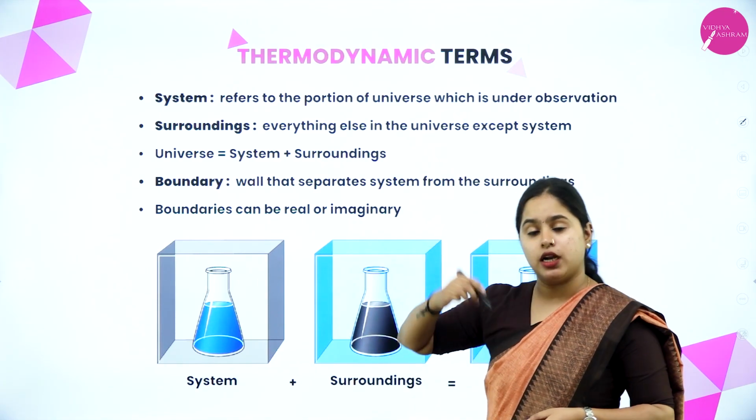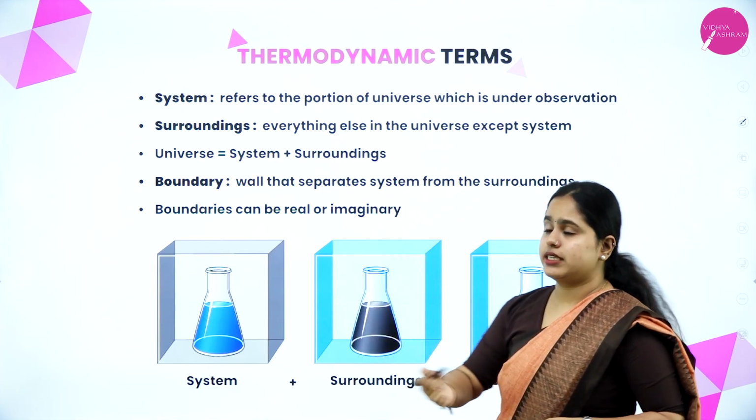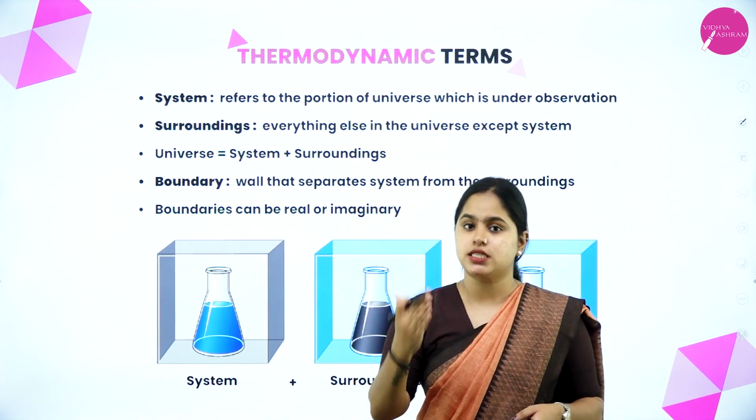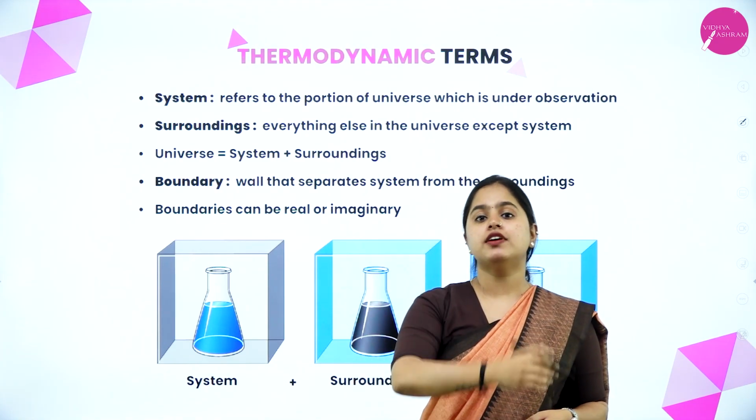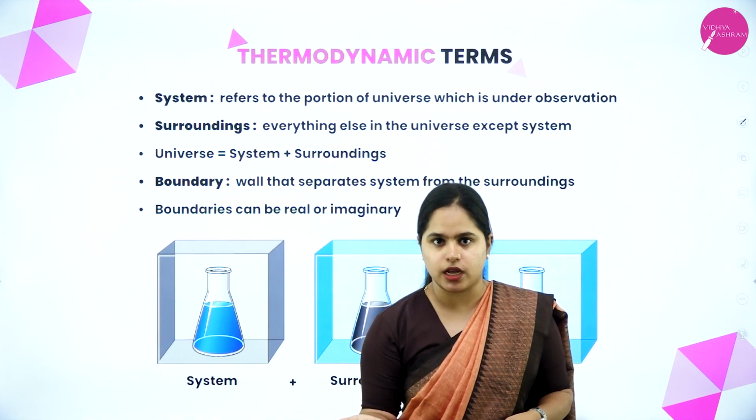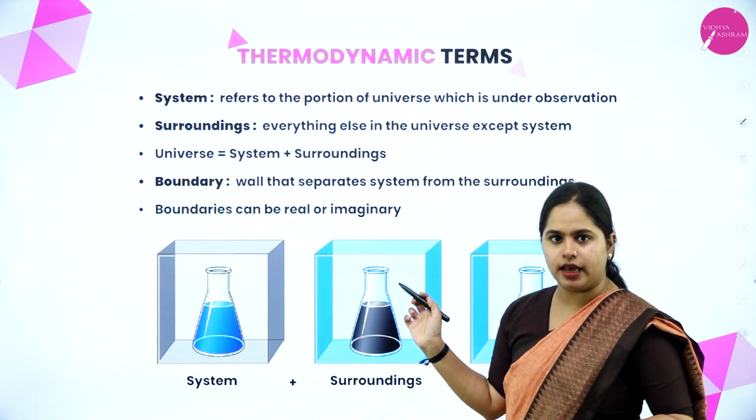Now, what is surroundings? Everything else in the universe except the system is called the surroundings. So except this pen, whatever is in the universe is called the surroundings. Let's take this diagram itself.